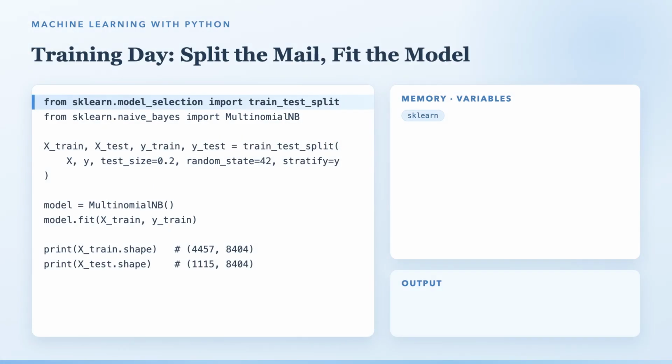Time to train. And by now, this rhythm will feel like home. Train test split. 80% of the letters stay here to teach. 20% wait behind the garden gate. Unread. The model must never peek at them. Stratify equals y simply makes sure both groups keep the same mix of genuine and spam. Then, multinomial NB. Multinomial simply means made for counted things like word counts. It's the right naive Bayes for text.